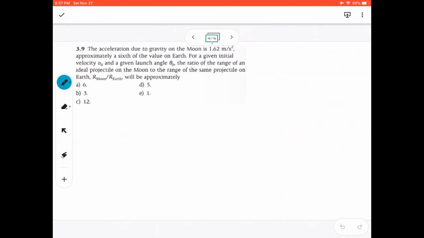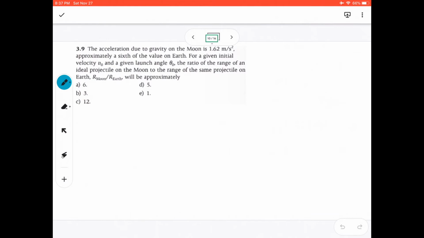Question 9. The acceleration due to gravity on the moon is 1.62 meters per second squared, approximately a sixth of the value on Earth. For a given initial velocity VO and a given launch angle theta initial, the ratio of the range of an ideal projectile on the moon to the range of the same projectile on Earth, R moon by R Earth, will be approximately.